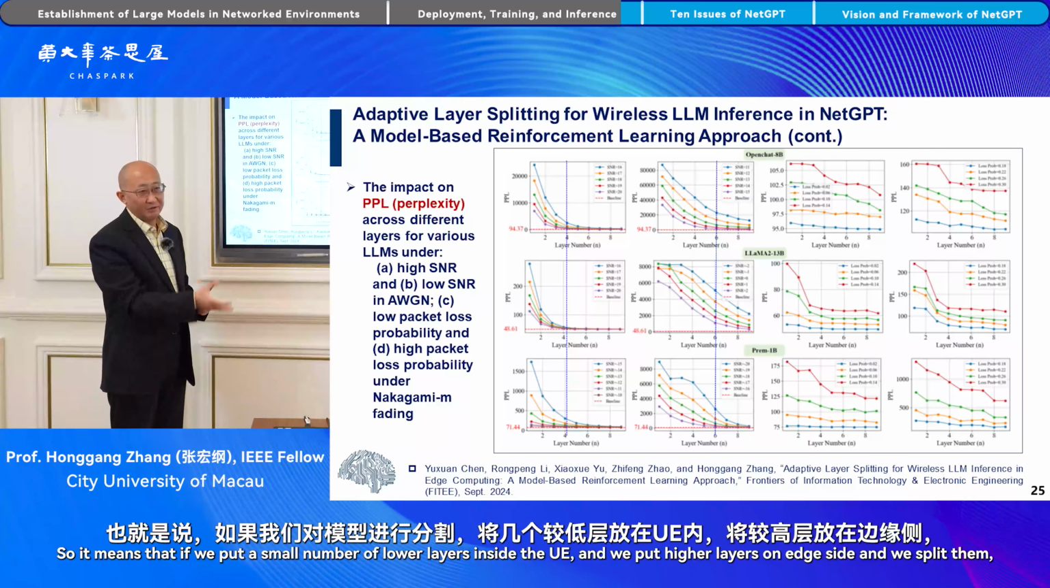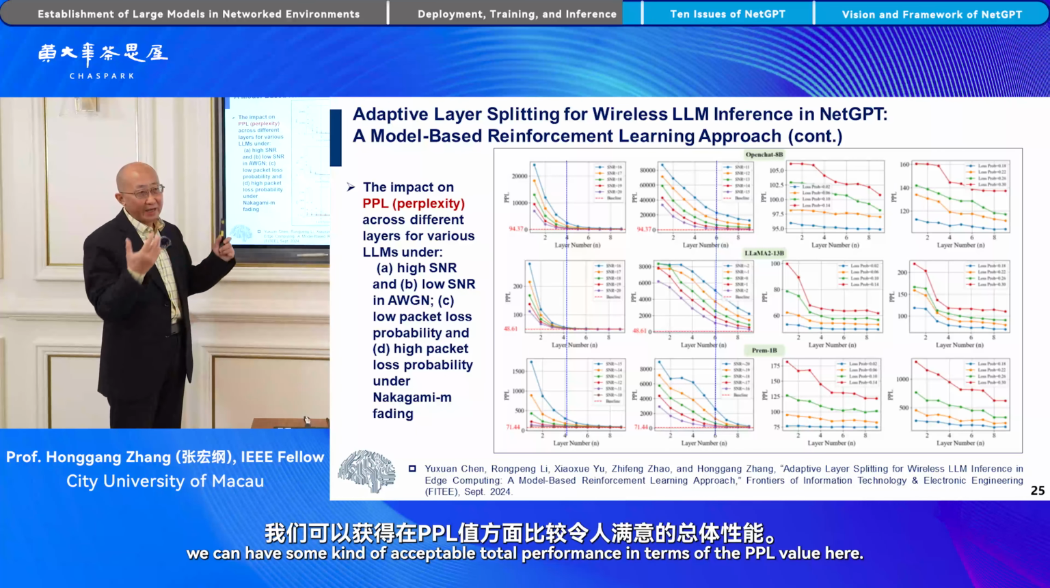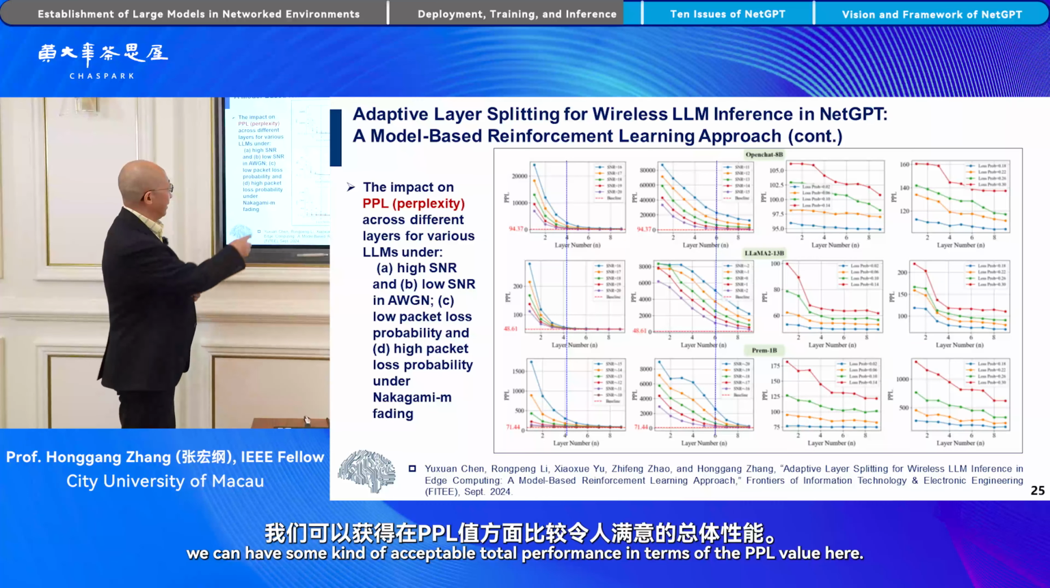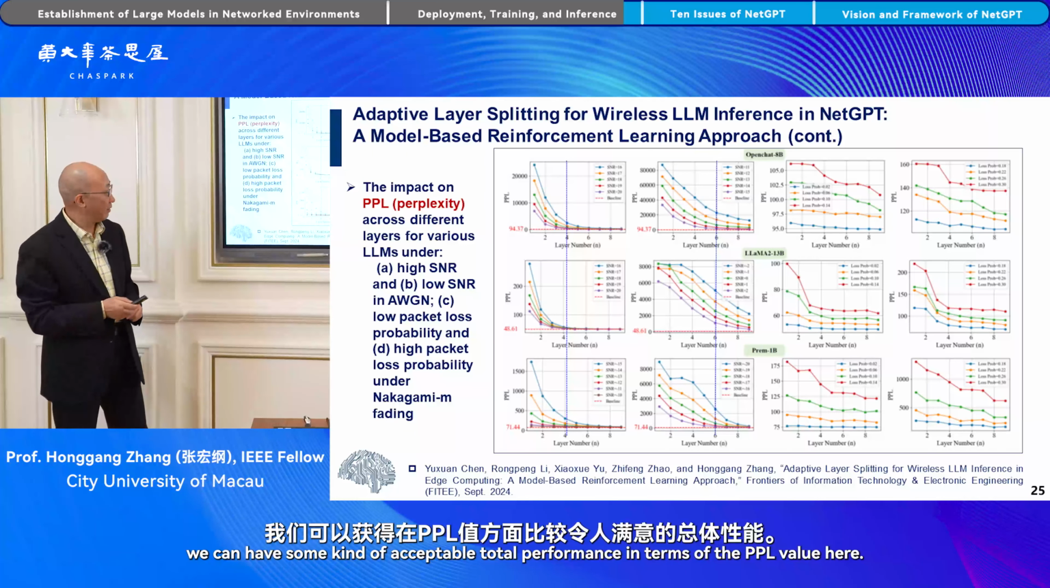So if we put a small number of lower layers inside the UE and put the higher layers on the edge side, and split them, we can have acceptable total performance in terms of the PPL value here.